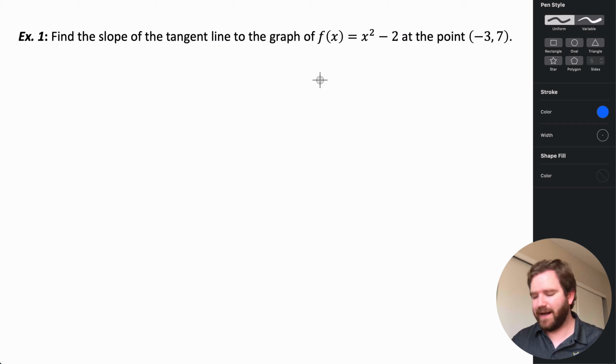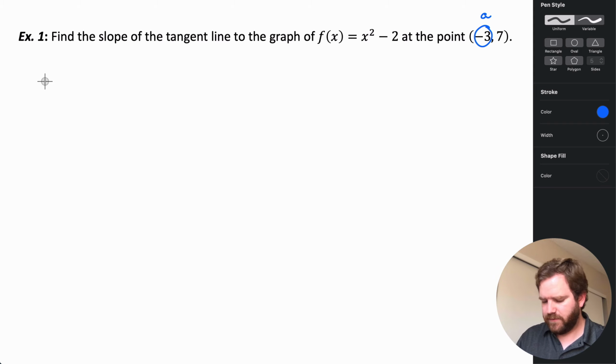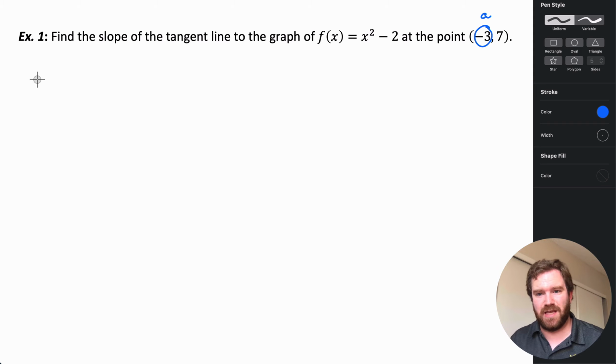We're trying to find it at the point negative 3, 7. So this is when x is negative 3. This is our value of a there. So we want to find this derivative when a is equal to negative 3. So what is the slope of our tangent line?